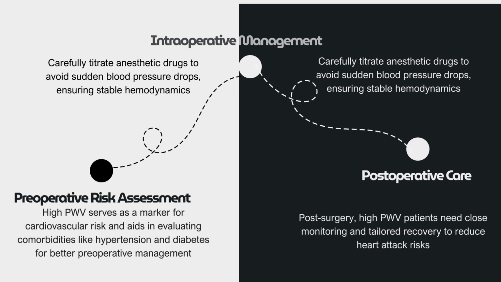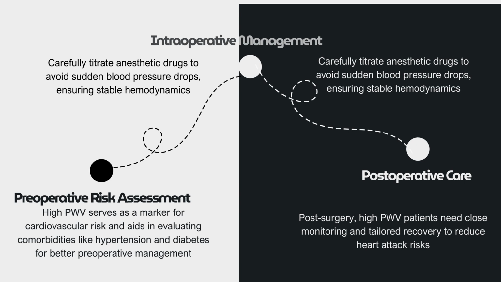Why does PWV matter in anesthesia? Now, let's connect the dots to anesthesia. PWV isn't just about numbers, it's about tailoring care to each patient. Let me explain how. 1. Preoperative risk assessment. PWV helps us identify high-risk patients before surgery. If a patient has elevated PWV, they're more likely to experience complications like heart attacks or unstable blood pressure during surgery. Knowing this upfront means we can optimize their health, adjust medications, and plan for closer monitoring.